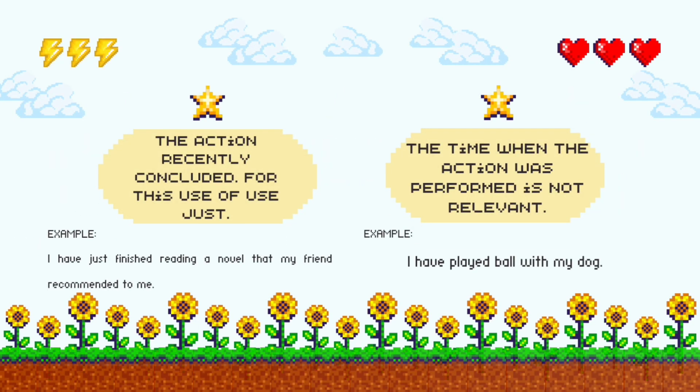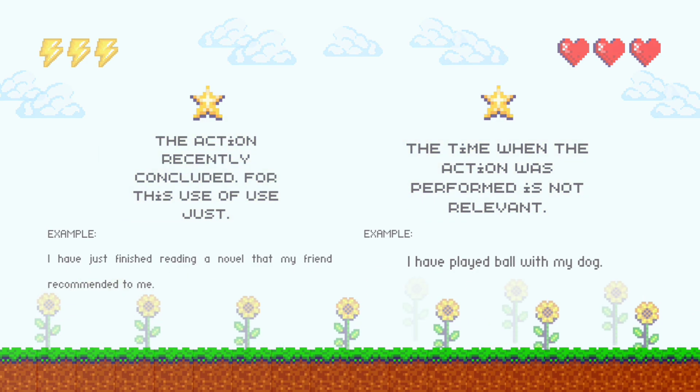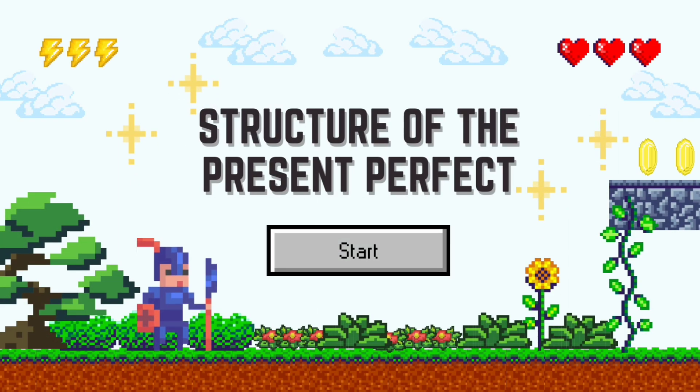When the action recently concluded, for this use just. Example: I have just finished reading a novel that my friend recommended to me. And when the time when the action was performed is not relevant. Example: I have played ball with my dog. Structure of the present perfect.